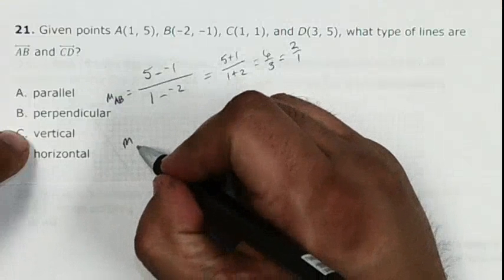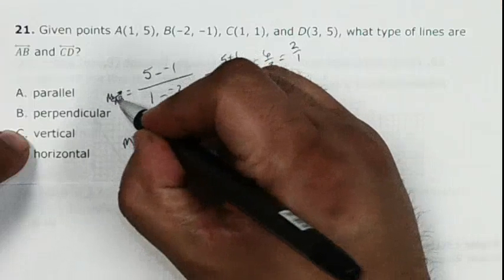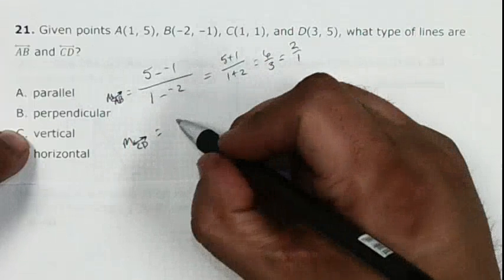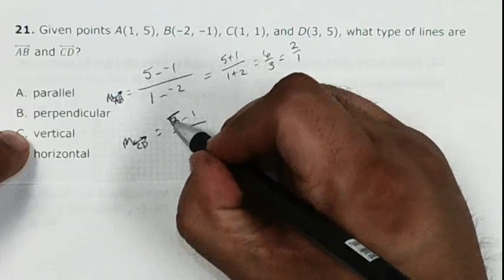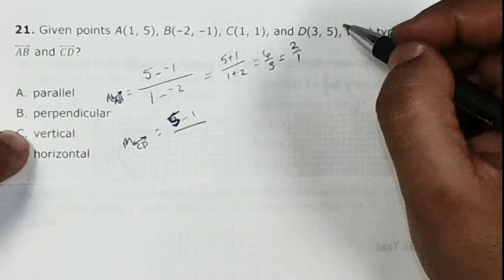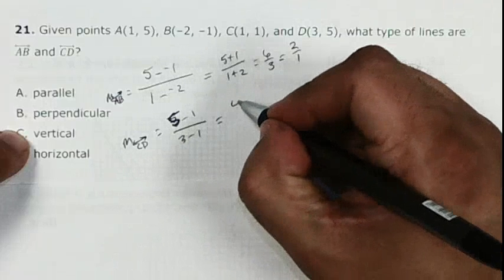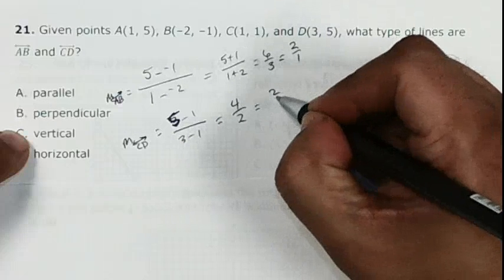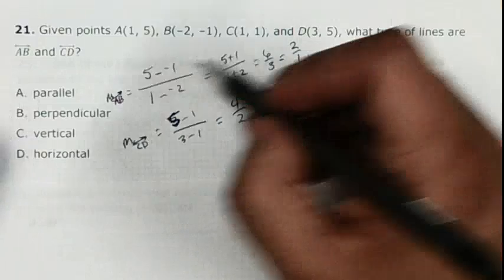And that's going to reduce to 2 over 1. If I look at the slope of line CD, same thing, I'm going to do 5 minus 1, and then 3 minus 1, which becomes 4 over 2, which is also 2 over 1. Since they have the same slope, that means they're parallel.